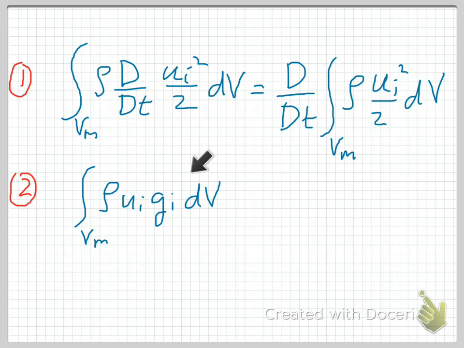The next term is very simple. It's just the integral of the gravity term, rho u_i g_i, over the volume.